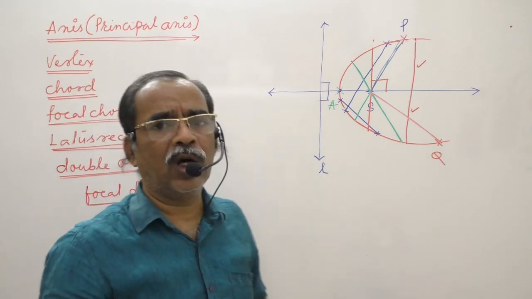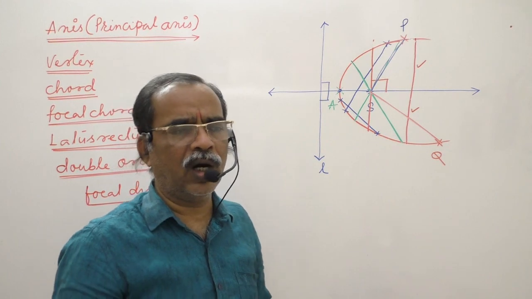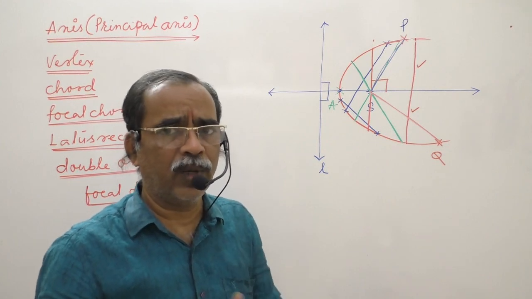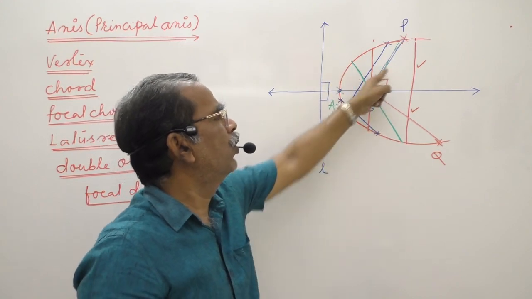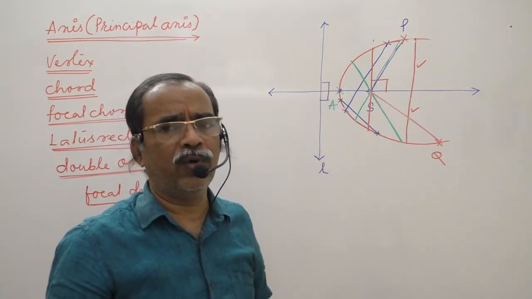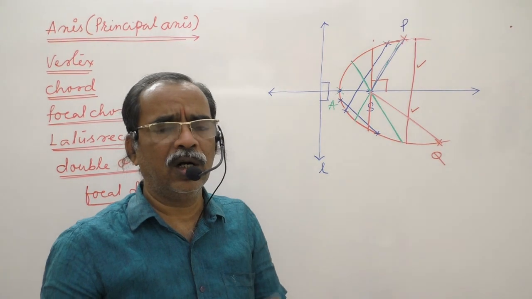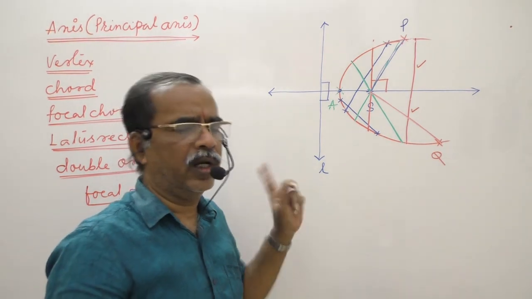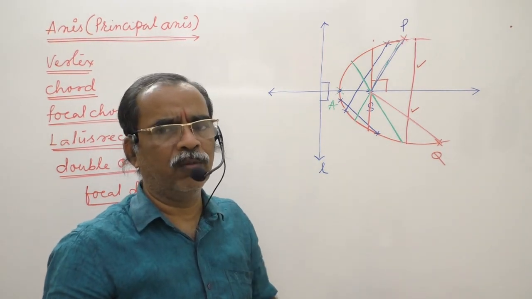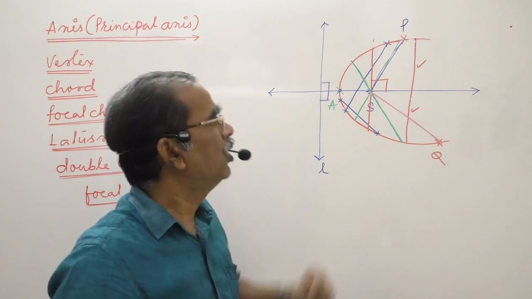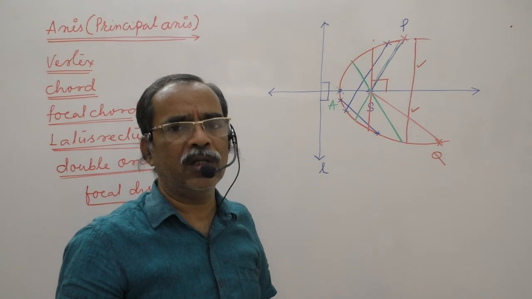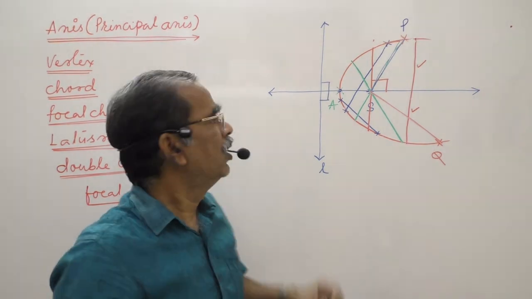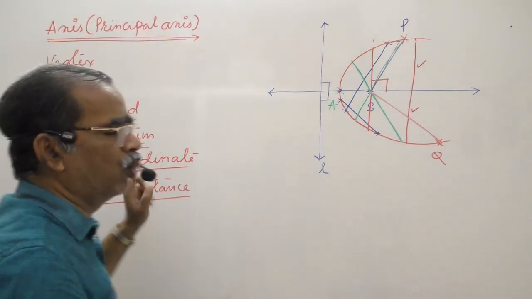Next one is focal chord. What is a focal chord? It is also a chord but passing through the focus. A chord passing through focus is called a focal chord. Next term is latus rectum. What is a latus rectum? A focal chord perpendicular to the axis. This is latus rectum. After latus rectum, double ordinate.